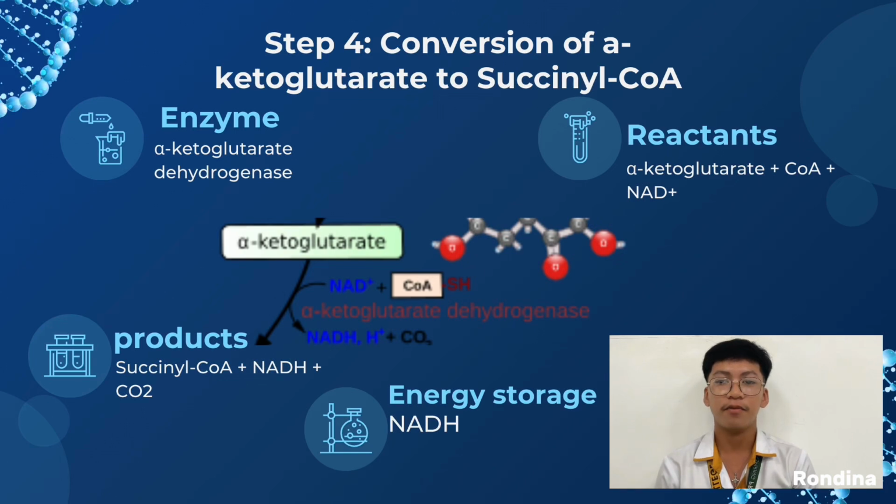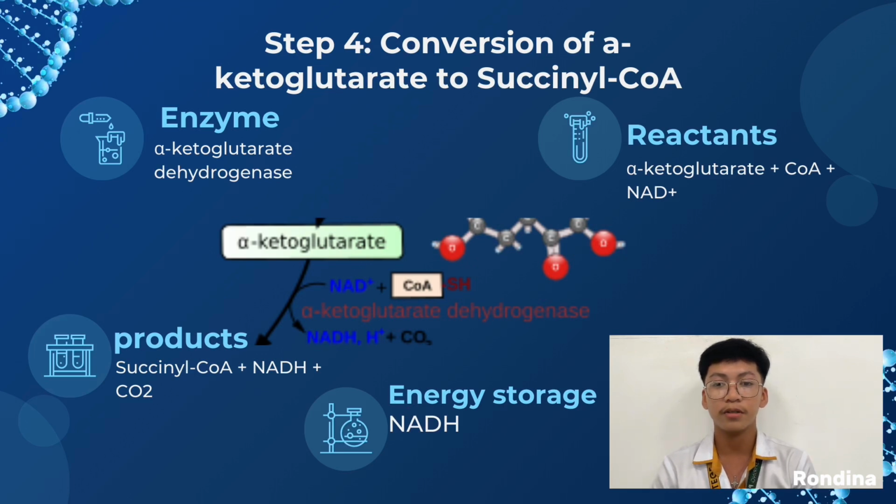Krebs cycle step 4, conversion of alpha-ketoglutarate to succinyl-CoA. In this step, the molecule alpha-ketoglutarate undergoes a reaction with coenzyme A, or CoA. The enzyme alpha-ketoglutarate dehydrogenase facilitates this reaction in step 4.